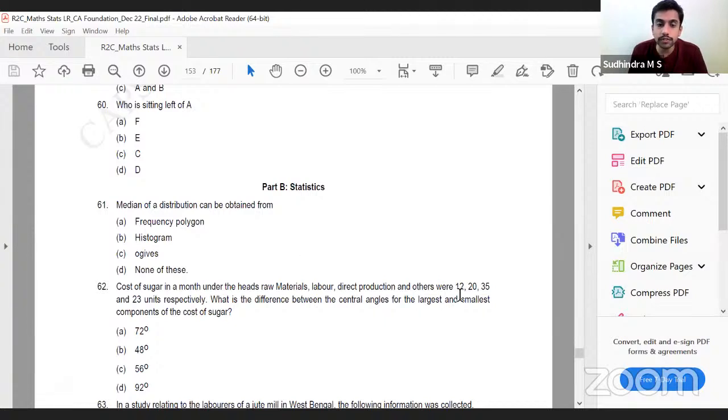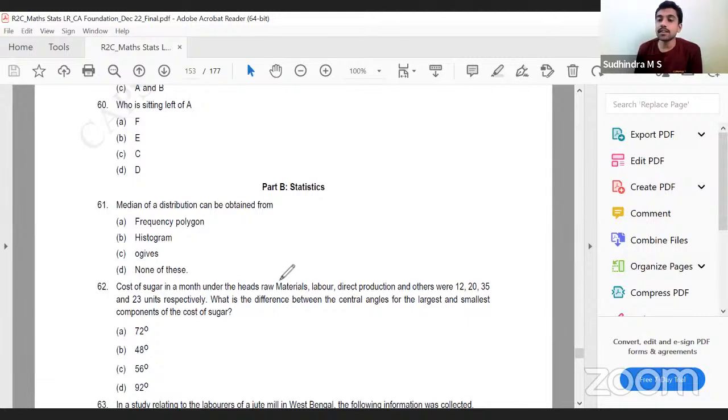Cost of sugar in a month under the head raw material, labor, direct production and others were 12, 20, 35 and 23 units respectively. What is the difference between central angles for the largest and the smallest component of the sugar? 72 degree. No, not 72. 92. 92 is correct.